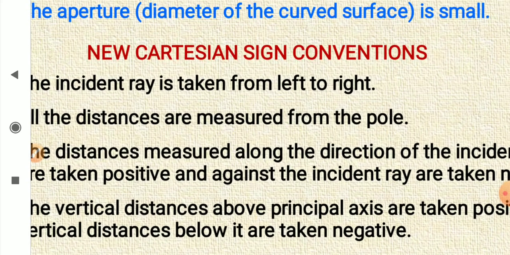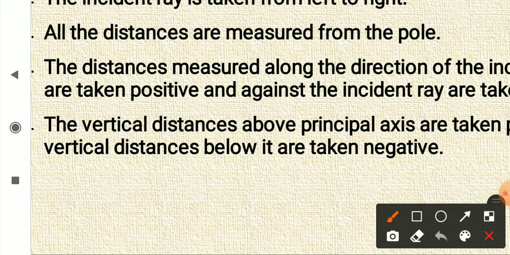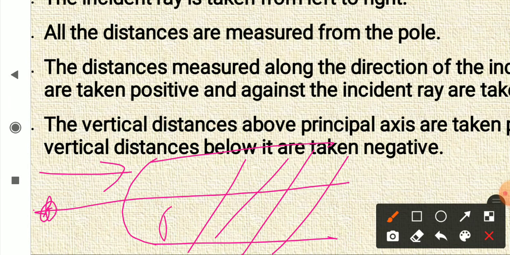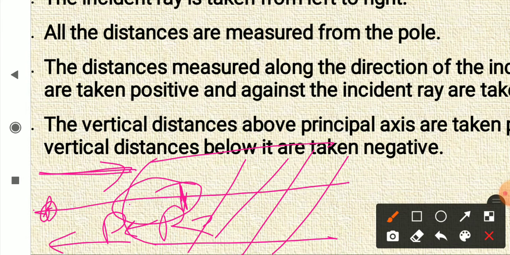Now, here, just look at it. If I consider this convex spherical surface, then you can see that the object is lying in air and the direction of the incident ray is this, and here the center of curvature lies inside. So the radius of curvature is positive because it is measured along the direction of the incident ray, and the object distance is opposite to the direction of the incident ray, right?